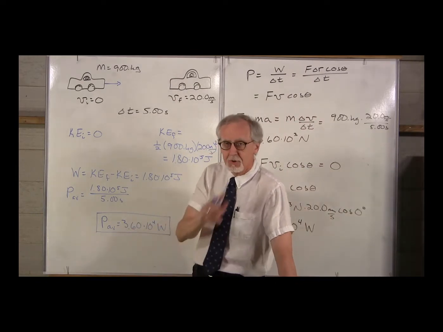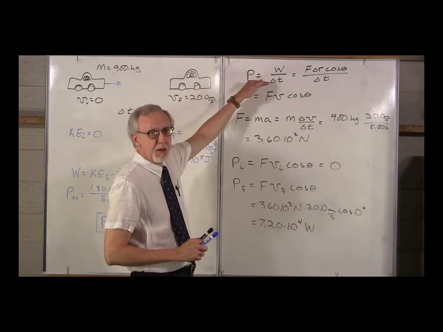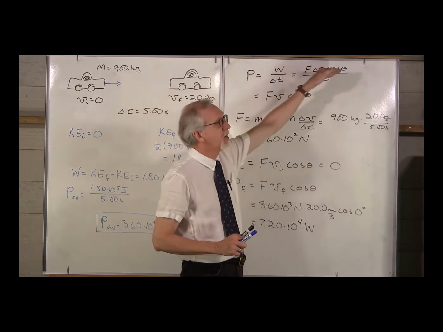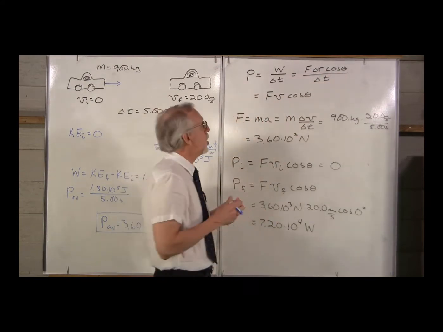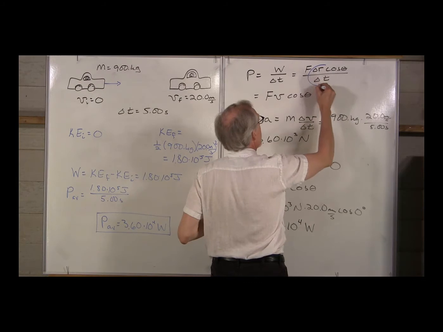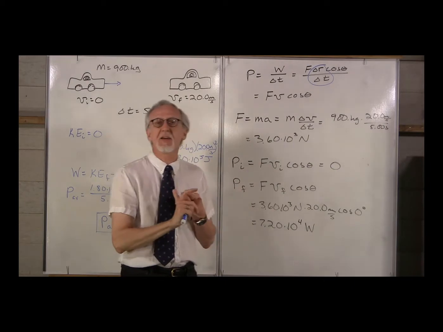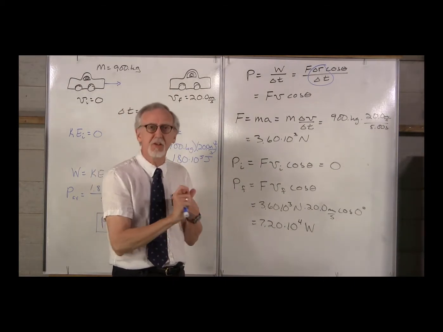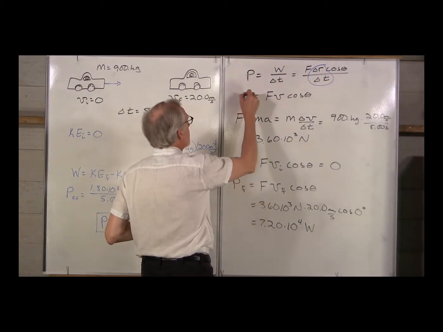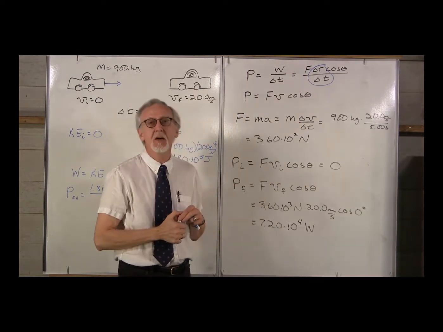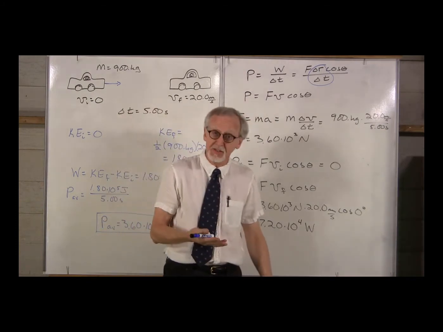Why do I say the average power? Let's think about this just for a second. The power is the work per time, work W over delta T, and the work is F delta r cos theta. So we've got F delta r cos theta over delta T. What is delta r over delta T? That's the velocity, the displacement over the time, or the speed, the magnitude of the velocity. So we can write the power as F times v cos theta, where theta in this case is the angle between the force and the velocity.